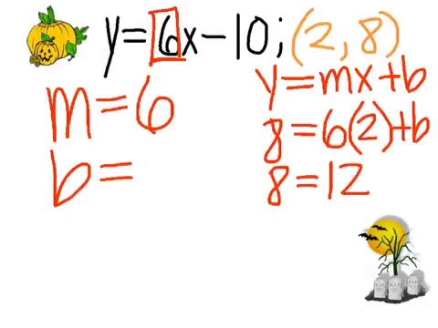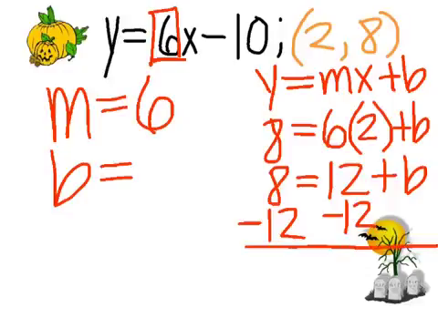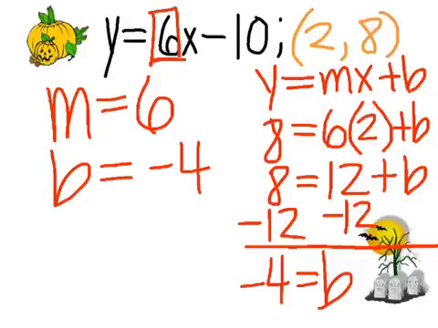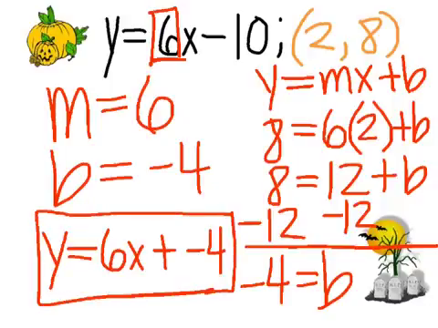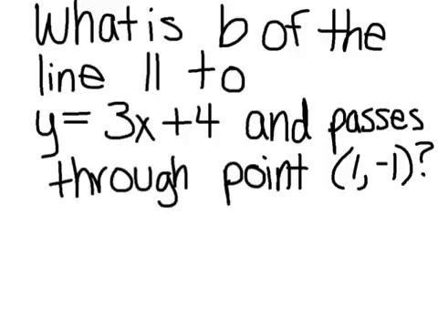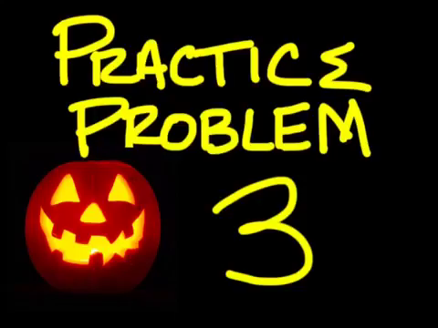6 times 2 gives us 12. Then minus 12 from each side. b is equal to -4. Are we done? Nope, we need to write it out. That would be y equals 6x plus negative 4. That is our final answer. Okay, it will be negative 4.